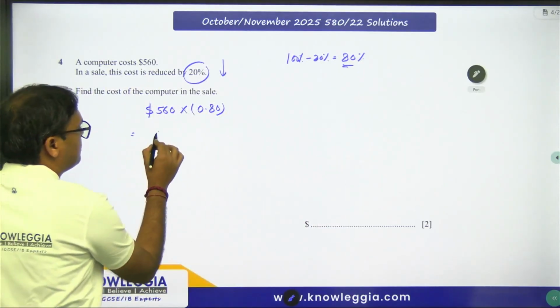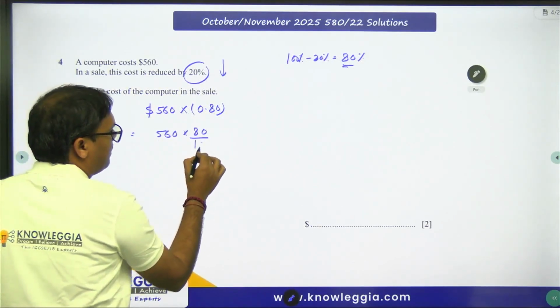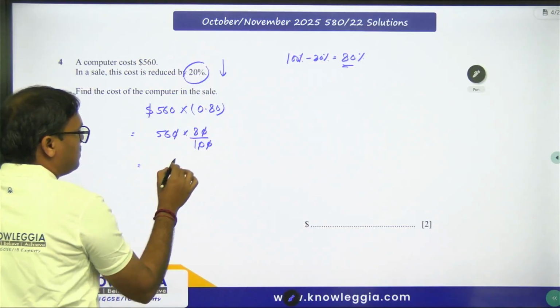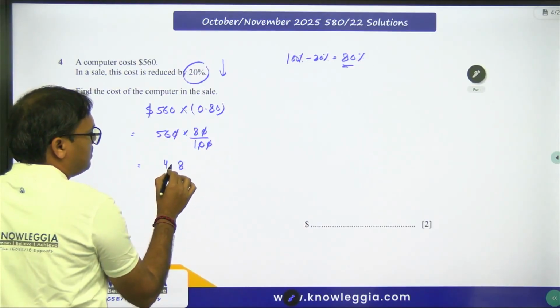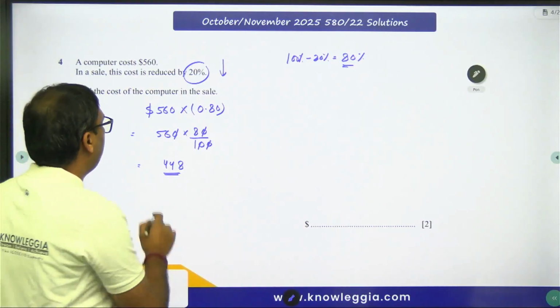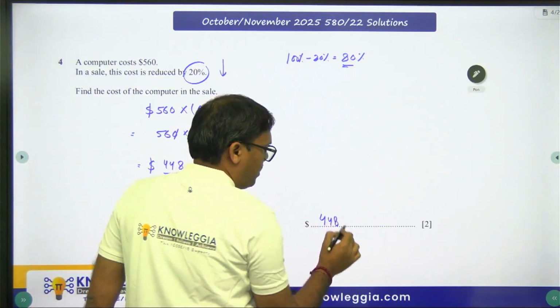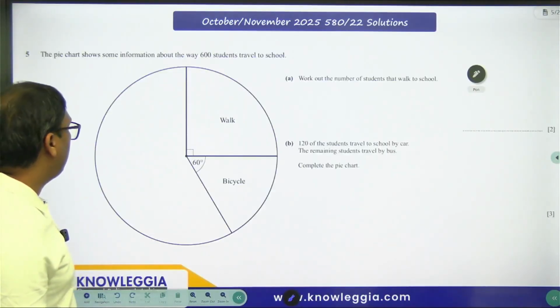So what is this? This is 560 times 80 over 100. So you can see these two zeros cancel. So this is 448. This is $448. This is the answer. $448 after reduction. That is the answer for this question. Okay. So the next one.